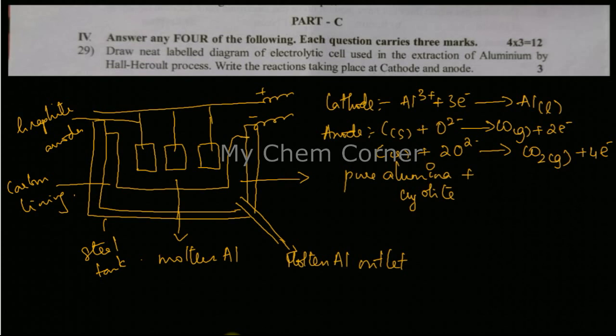So here the entire diagram is going to give you 1 mark, cathode is going to give you 1 mark, and anode will give you 1 more mark. Alright, so it's a 3 mark question.